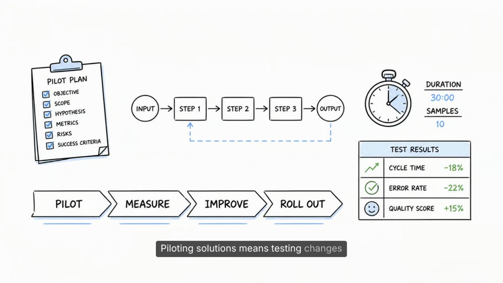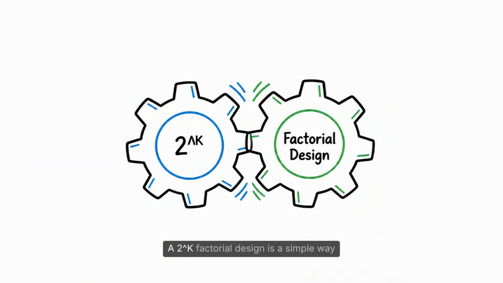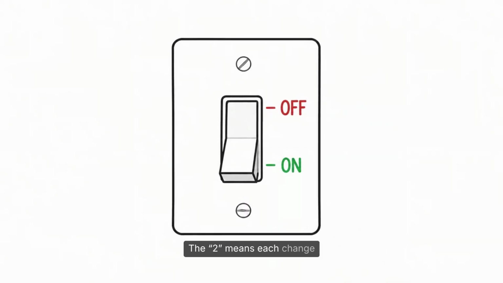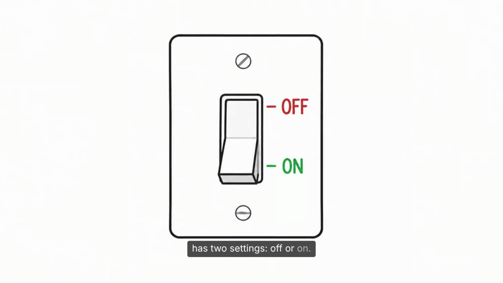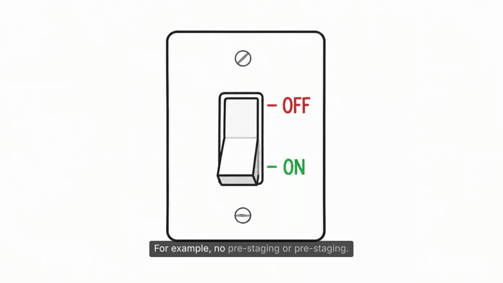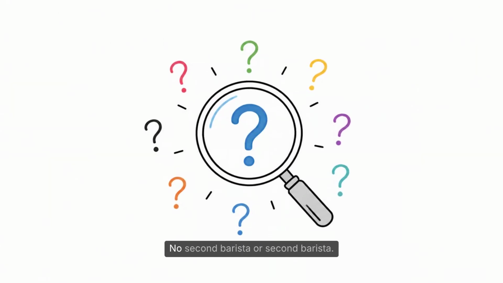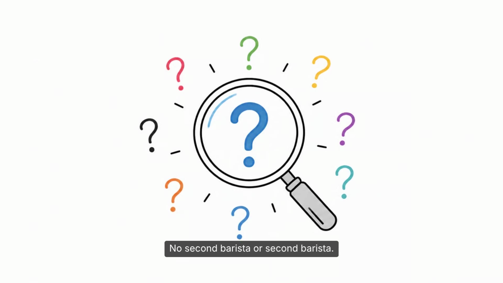Piloting solutions means testing changes on a small scale before rolling them out fully. A 2 to the power of k factorial design is a simple way to test 2 or more changes together. The 2 means each change has 2 settings, off or on. For example, no pre-staging or pre-staging, no second barista or second barista.